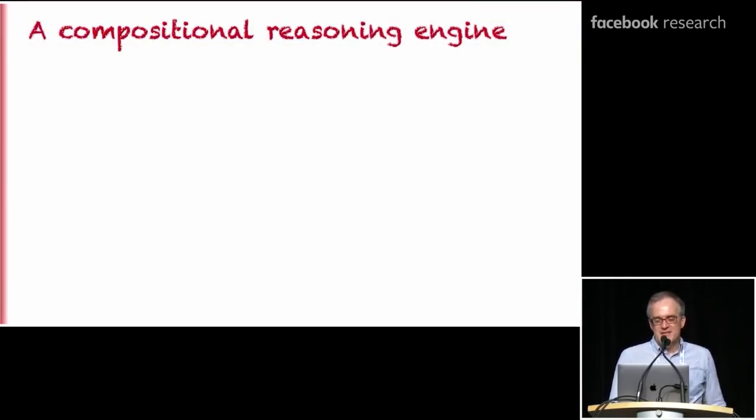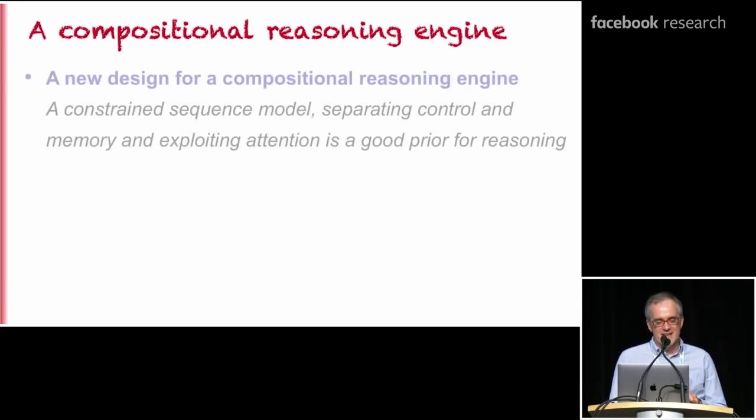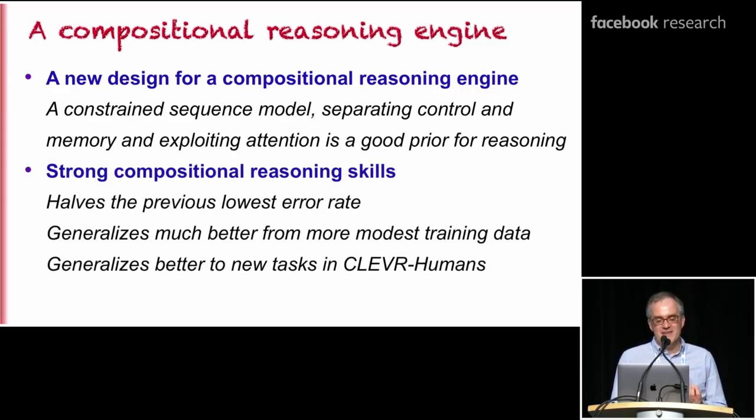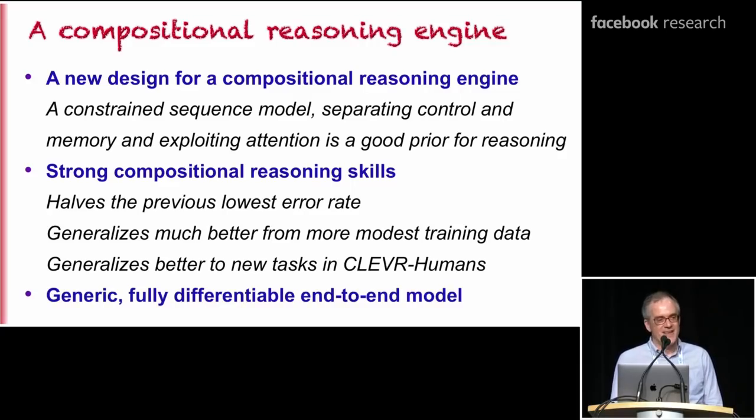Okay, so I hope that I've shown you this idea that maybe there are interesting things we could do to push neural networks to do higher level inference and reasoning, to get back to what artificial intelligence was meant to be about, where we would have thinking going on in our neural network architectures. I've proposed a particular design for doing that, which is a form of constrained sequence model separating control and memory, and particularly exploiting attention as a good model for reasoning. And I've argued that it has strong compositional reasoning skills and the right kind of inductive bias to be able to do well in these kinds of tasks. And it's practical as a generic, fully differentiable end-to-end model.